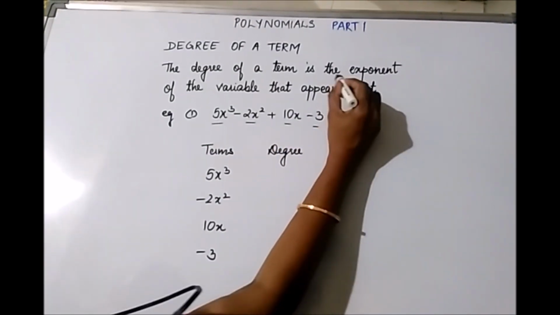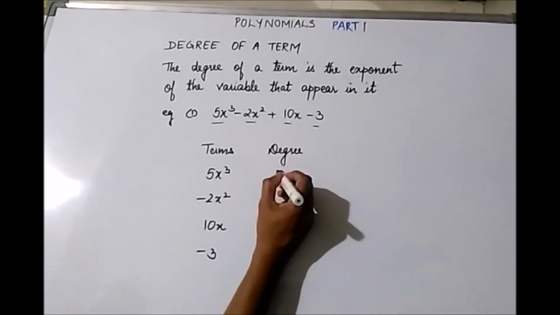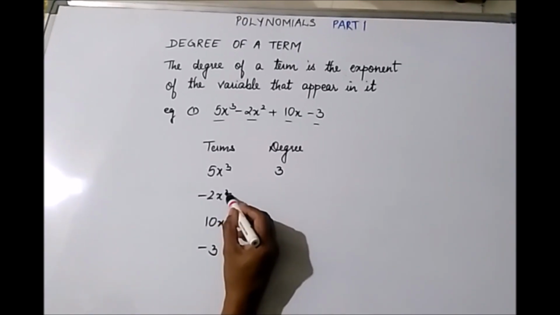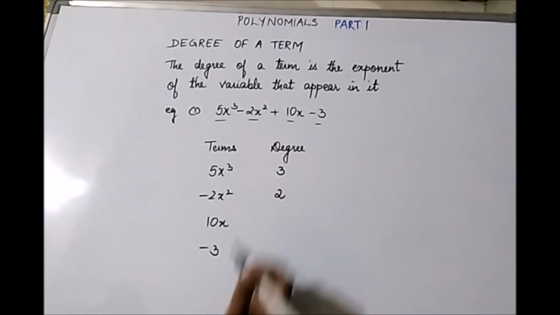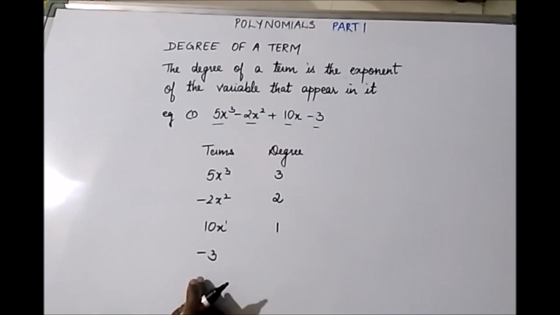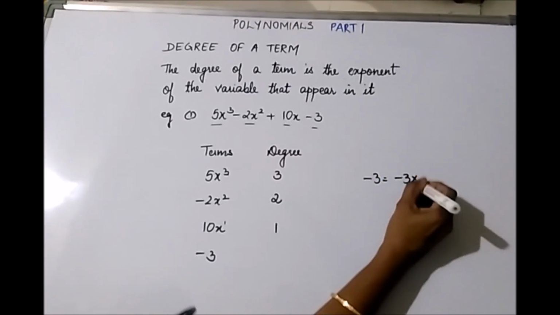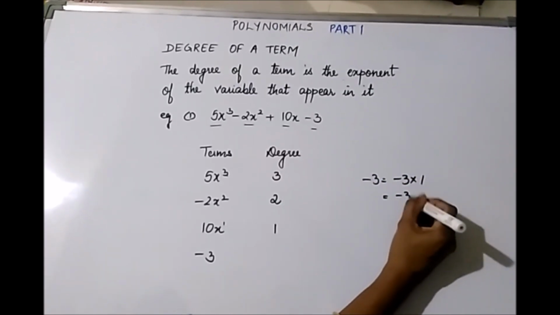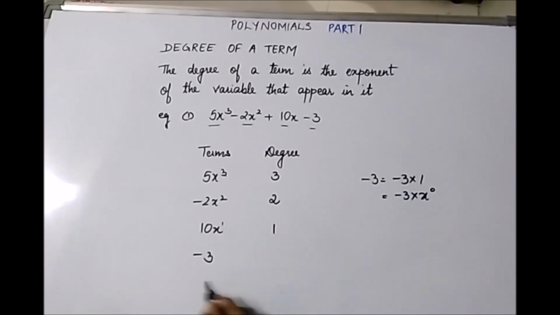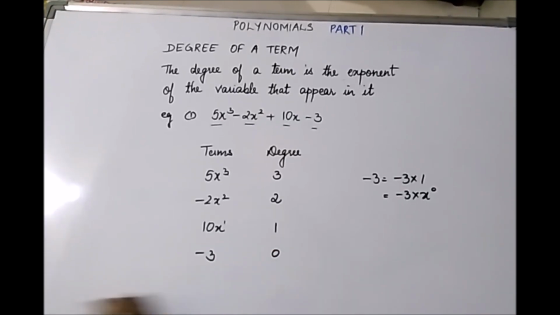The degree is the exponent of the variable. What is the power of the variable here? 3. Therefore, degree is 3. Here, x is raised to 2. Therefore, the degree is 2. Here, it is x raised to 1. Therefore, 1. Now, regarding minus 3 can be written as minus 3 into 1, which can be written as minus 3 into x raised to 0. Therefore, degree of the non-zero constant term is 0.